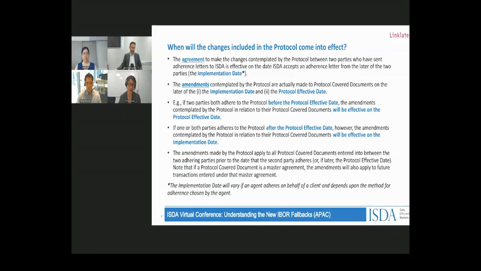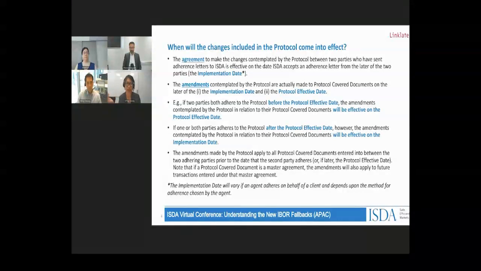So this month, for example, right, then our amendments will be effective on the 25th of January 2021, on the protocol effective date itself. If, however, I'm delaying, and I haven't signed up to the protocol yet, and I only signed up after 25th of January 2021, well, then the amendments to our documents won't be effective on 25th January 21. It'll be effective on the later date, on the date that I submit my letter to ISDA.